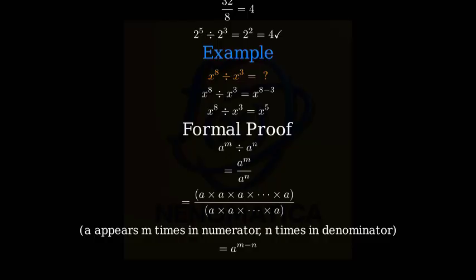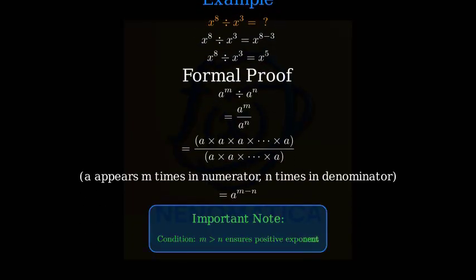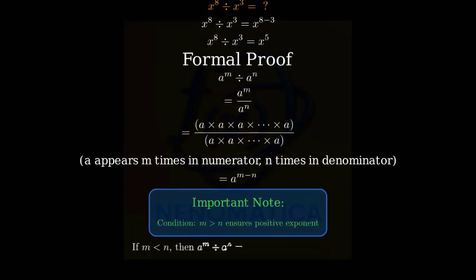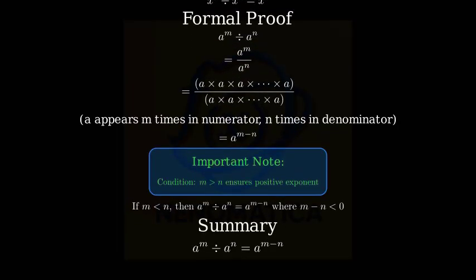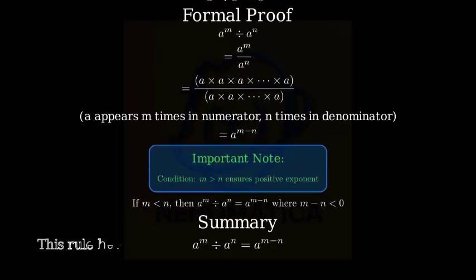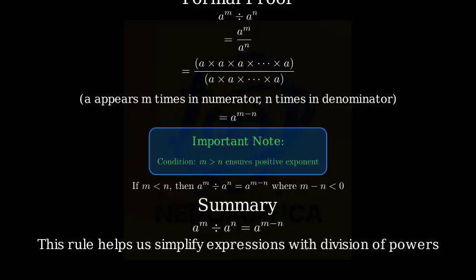It's important to note that in the rule we've used, we assumed that m is greater than n. This ensures that the result has a positive exponent. If m is less than n, we would get a negative exponent, which we'll cover in another lesson on negative exponents. To summarize, when we divide powers with the same base, we keep the base the same and subtract the exponent of the denominator from the exponent of the numerator. This rule allows us to simplify expressions involving division of powers efficiently.